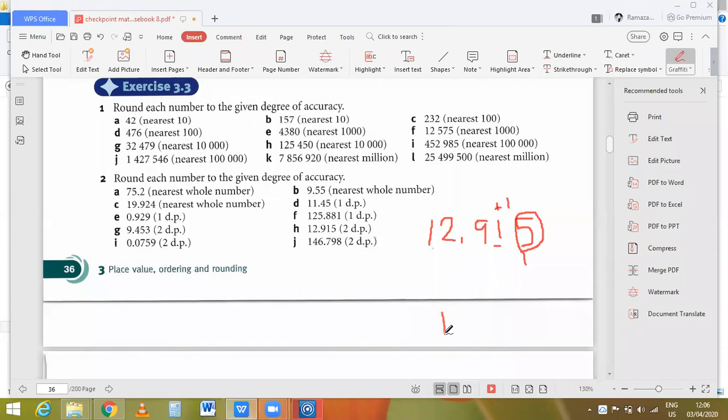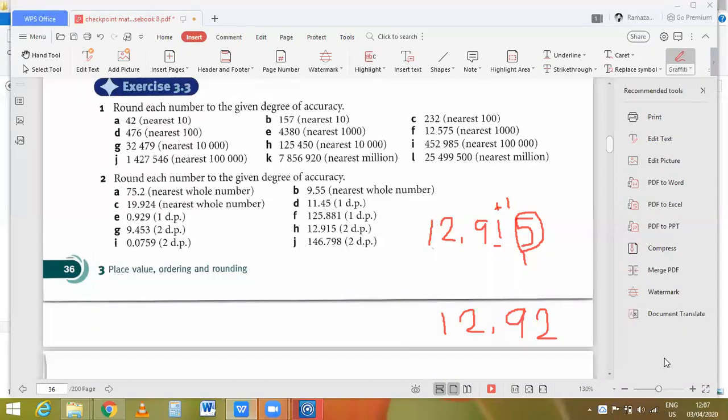So it's 12.92. Again, you can ask yourself, the answer is going to be 12.91 or 12.92. Since this is 5, it's going to be 12.92.